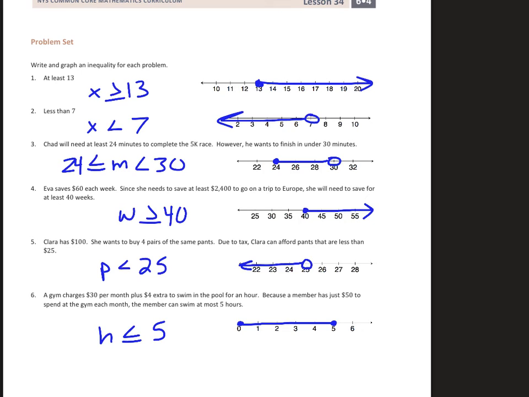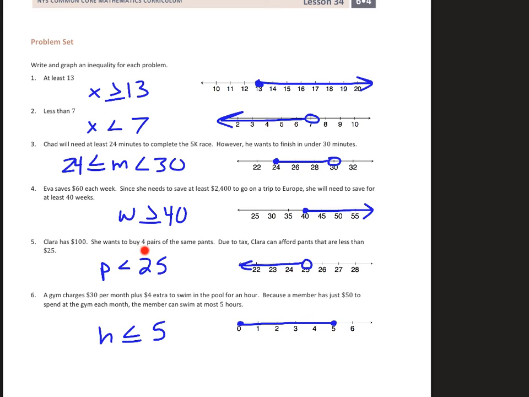Number 4, $60 a week. It's going to take 40 weeks to get to $2,400, but obviously she can save more. So she has to save for a minimum of 40 weeks. So it can be 40 weeks, which is the equal sign, but we're preferably looking for greater than or equal to 40. So I'm going to do closed circle at 40, endless arrow up.